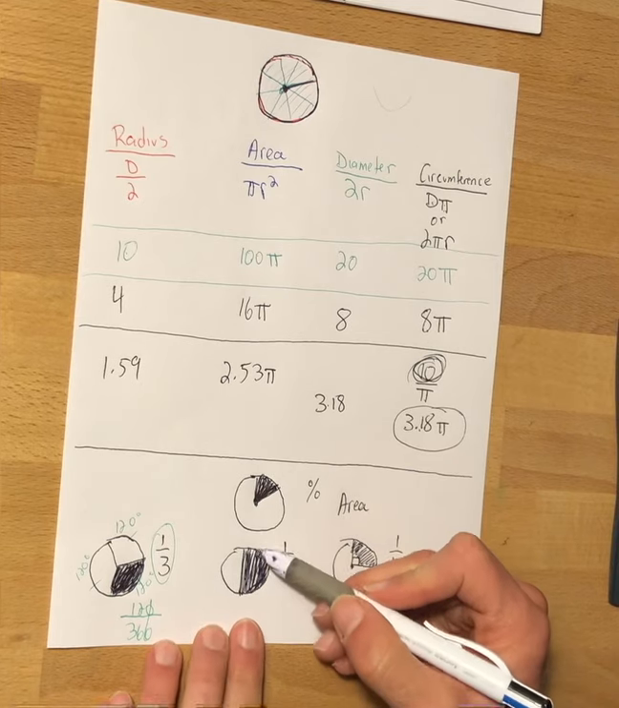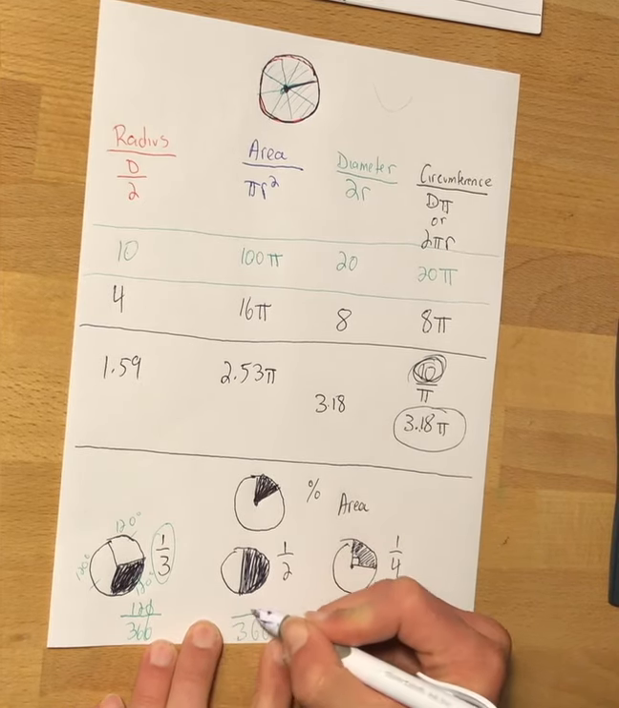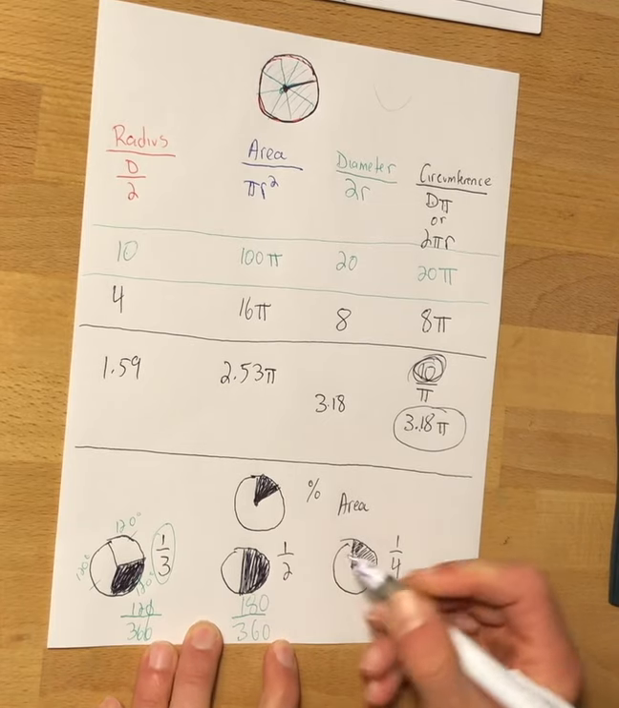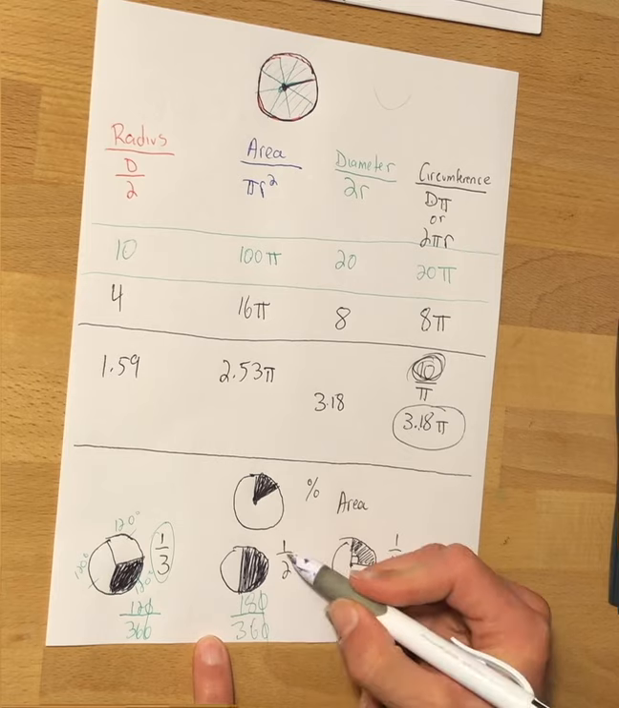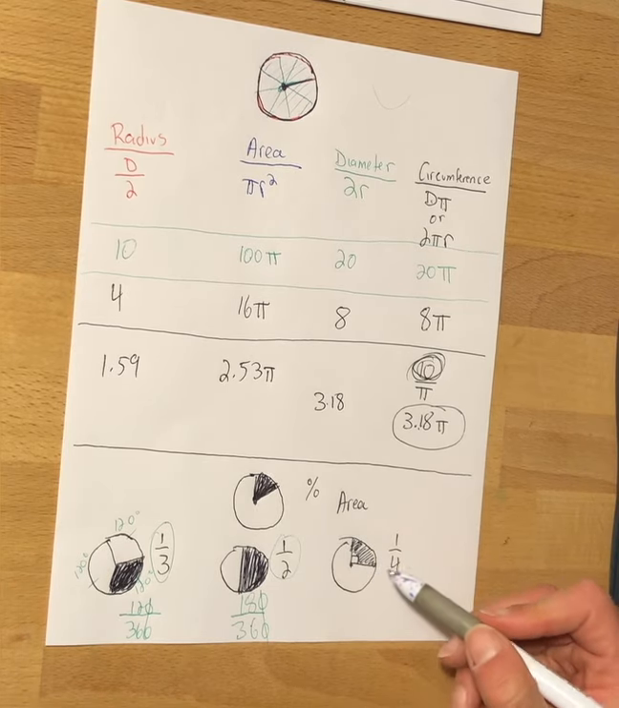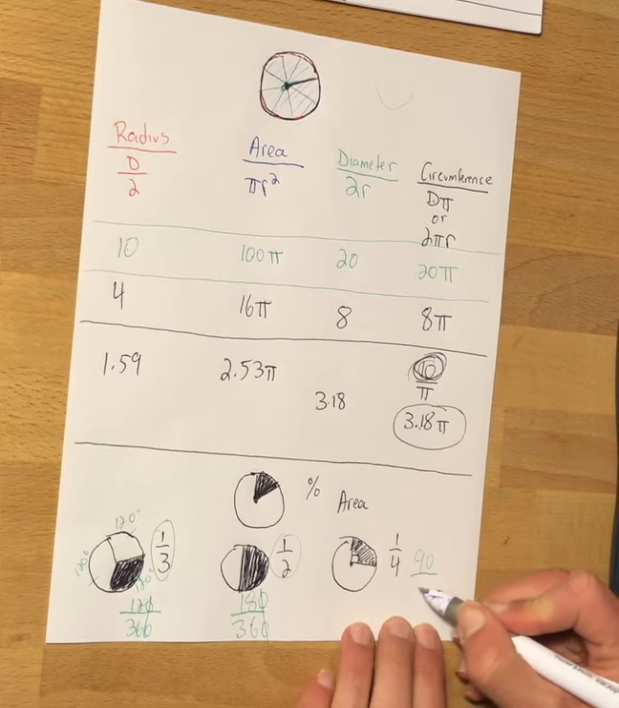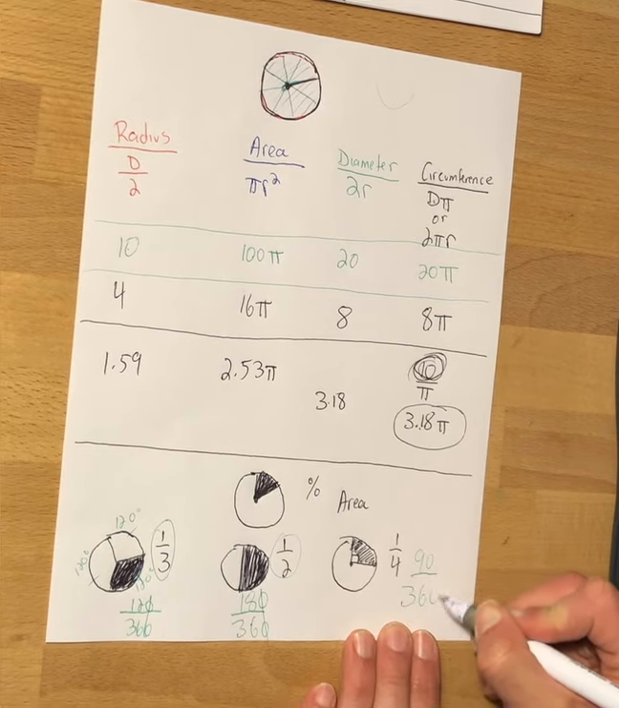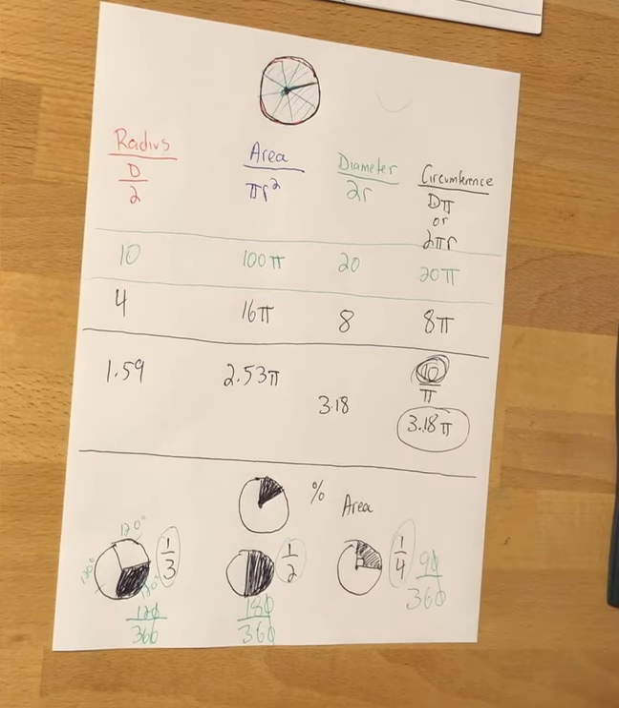How do you know that this is 1/2 of the circle? Well, out of 360 degrees, 180 degrees are shaded. Therefore, the zeros cancel out. 18/36 is 1/2. How do I know that if I have 90 degrees shaded, it's 1/4? Well, I would say 90 over 360 reduces to 9/36, or 1/4.